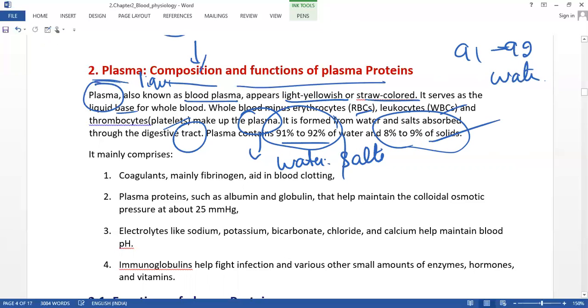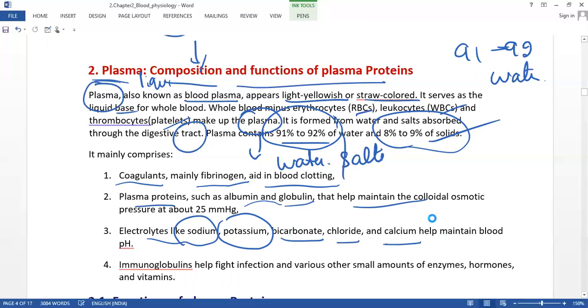The solids comprise the coagulants, mainly fibrinogen, which aid blood clotting. Then the plasma proteins such as albumin and globulin help in the maintenance of the colloidal osmotic pressure at about 25 mmHg. And electrolytes like sodium, potassium, bicarbonate, chloride and calcium help in maintaining the blood pH level.